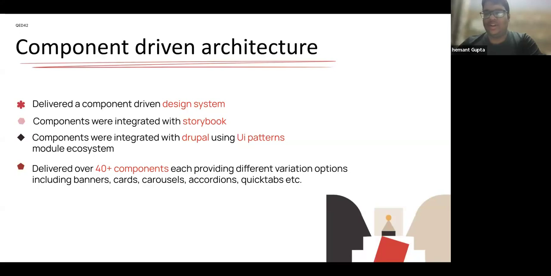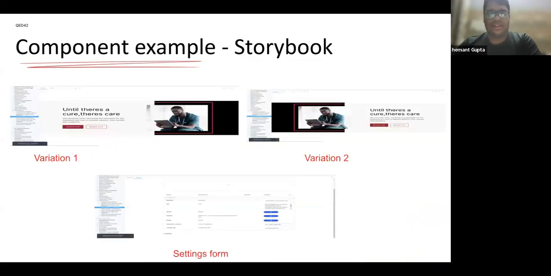Then these components were integrated into Drupal using the UI Patterns module ecosystem, which is another one of the contributed modules in the Drupal community. We delivered more than 40 components overall, which include banners, cards, carousels, accordions, etc. One of the examples here is the banner component. I'm sharing it here on the screen. On the left-hand side, we can see one variation, and on the right-hand side, we can see the same variation of that same component. Below there are setting forms which a user can use to change the settings of the component, from left to right or different color options as well.